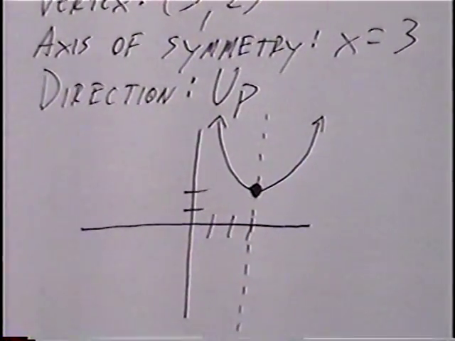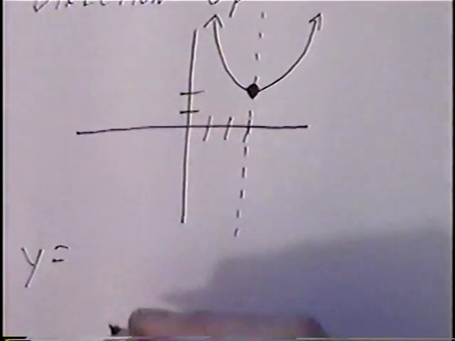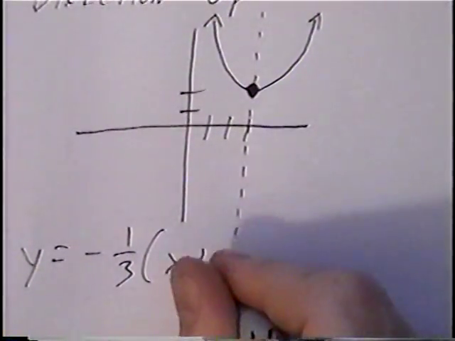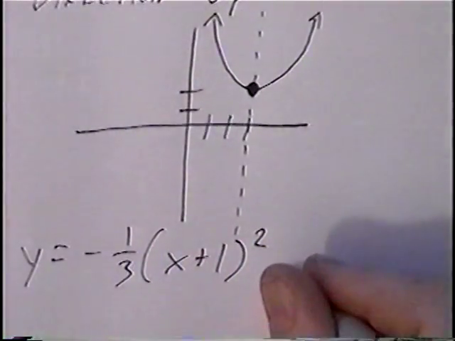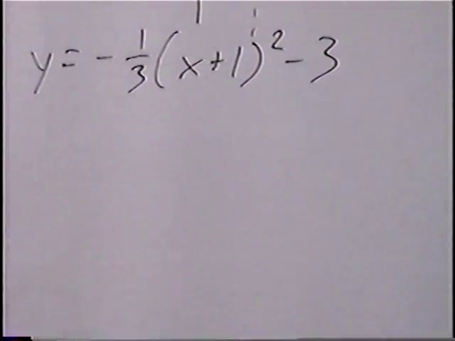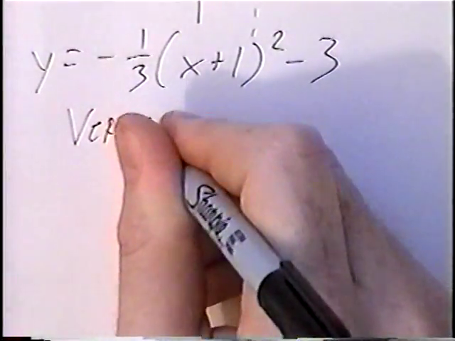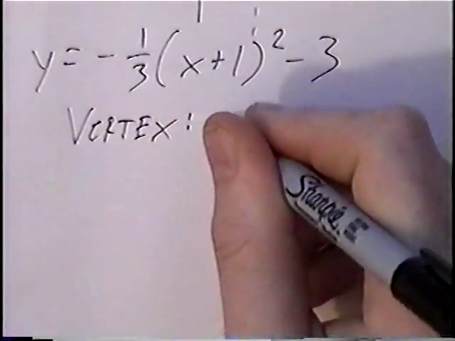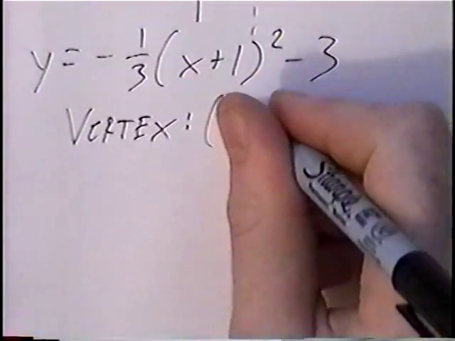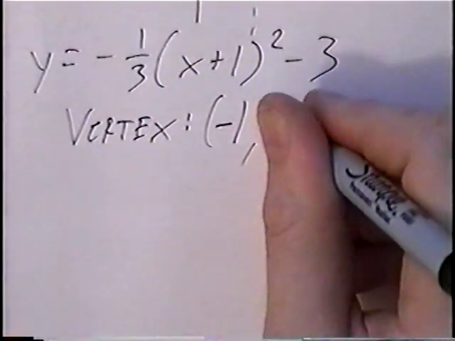Second question, and last question for the section: y equals negative 1/3 in parentheses (x plus 1) squared minus 3. Again, this equation is in vertex form. We can find the vertex of the parabola. The vertex, if we have x plus 1, the opposite would be minus 1. And the y value stays the same, minus 3.